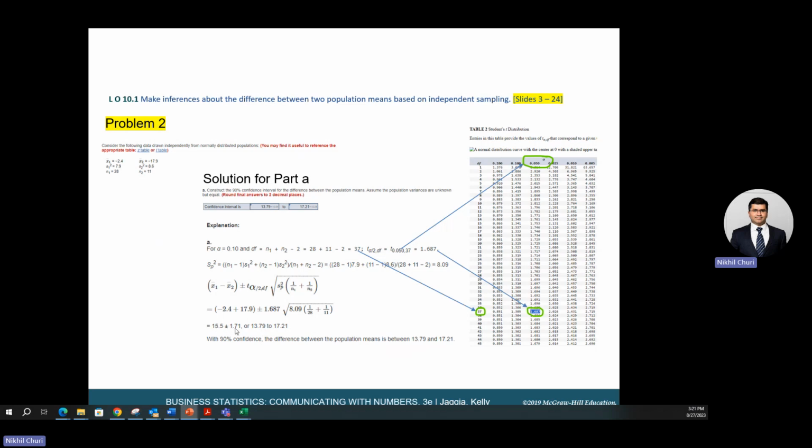15.5 plus or minus 1.71, which gives me, if I simplify it, the lower end of the confidence interval is 13.79 and the higher end is 17.21. So here you go.